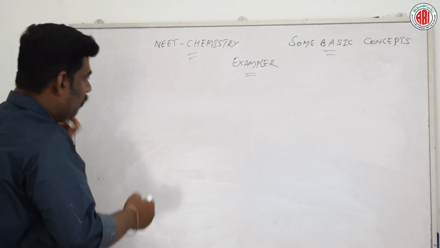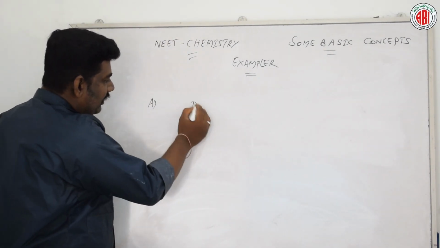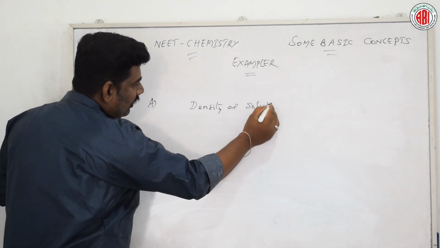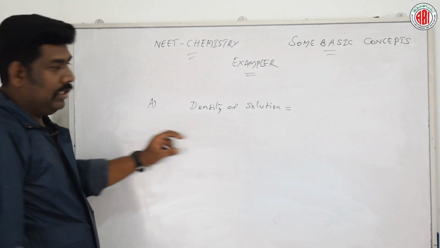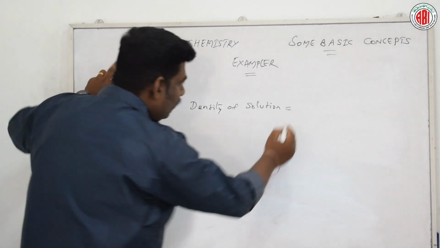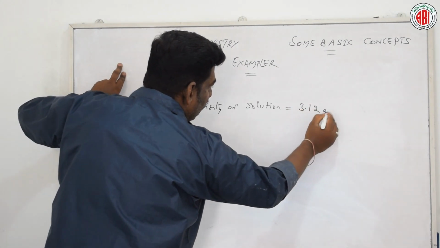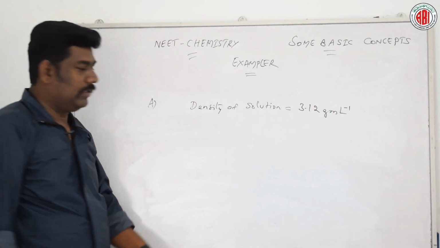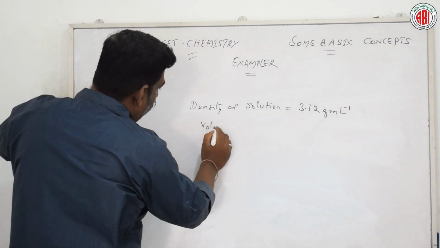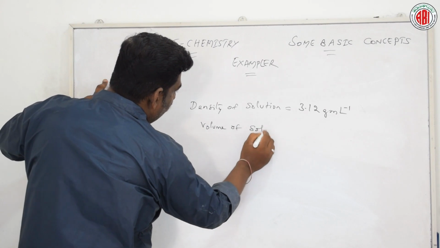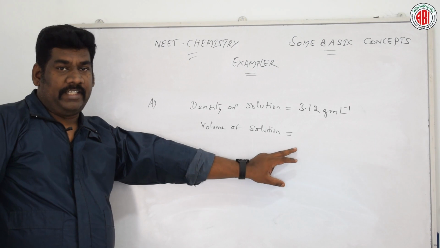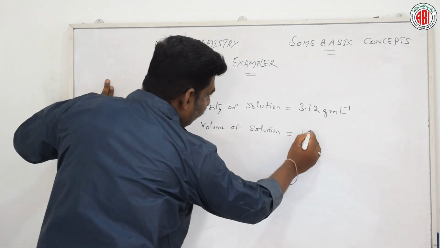Okay, so the answer for this question. The density of the solution given in the question is 3.12 gram per mole per liter. Similarly, the volume of the solution is also given in the question: 1.5 ml.